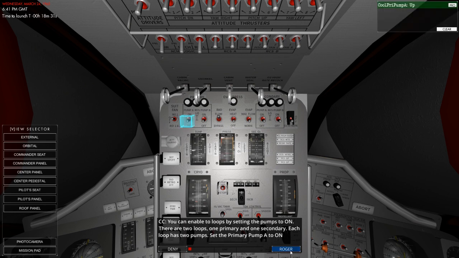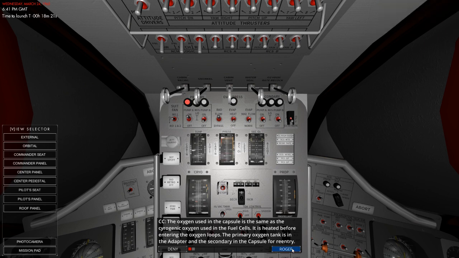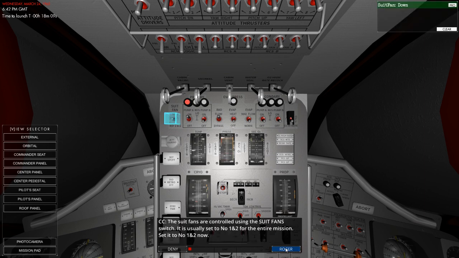You can enable the loops by setting the pumps to on. Let's do that now. There are 2 loops, one primary, one secondary. Each loop has 2 pumps. Let's set primary A to pump on. And the oxygen is used in the capsule in the same way as the cryogenic oxygen is used in the fuel cells. It's heated before entering the oxygen loops, and the primary oxygen tank is in the adapter, and the secondary is in the capsule for re-entry.